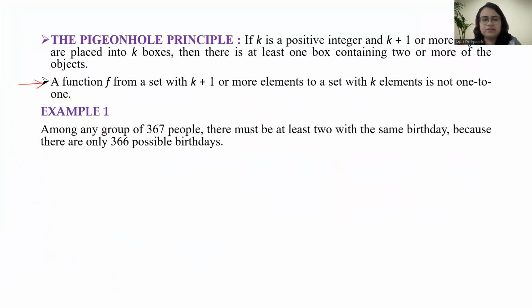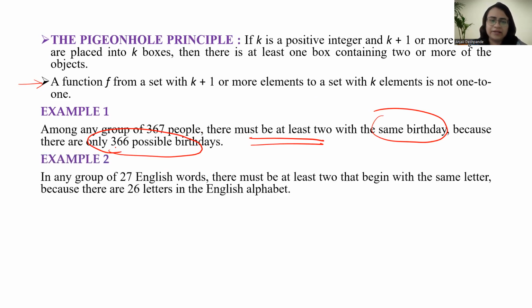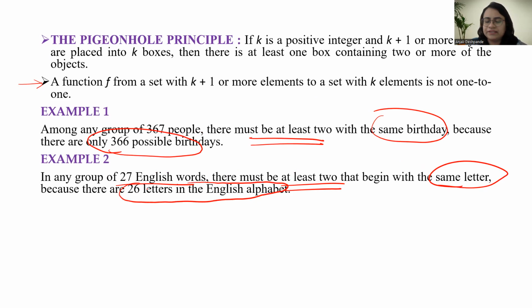Okay? So the first example is that among any group of 367 people, there must be at least two people with the same birthday. Why? Because there are only 366 possible birthdays, considering the leap year as well. Next, in any group of 27 English words, there must be at least two that begin with the same letter. Why? Because there are only 26 possible letters in the English alphabet.